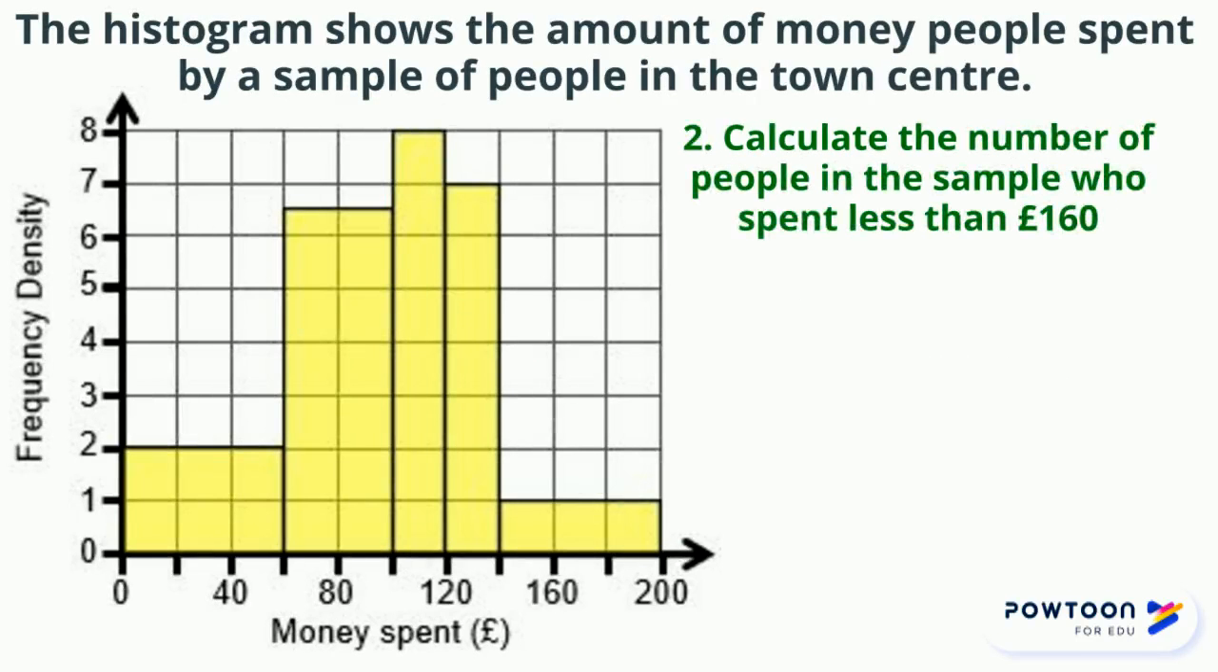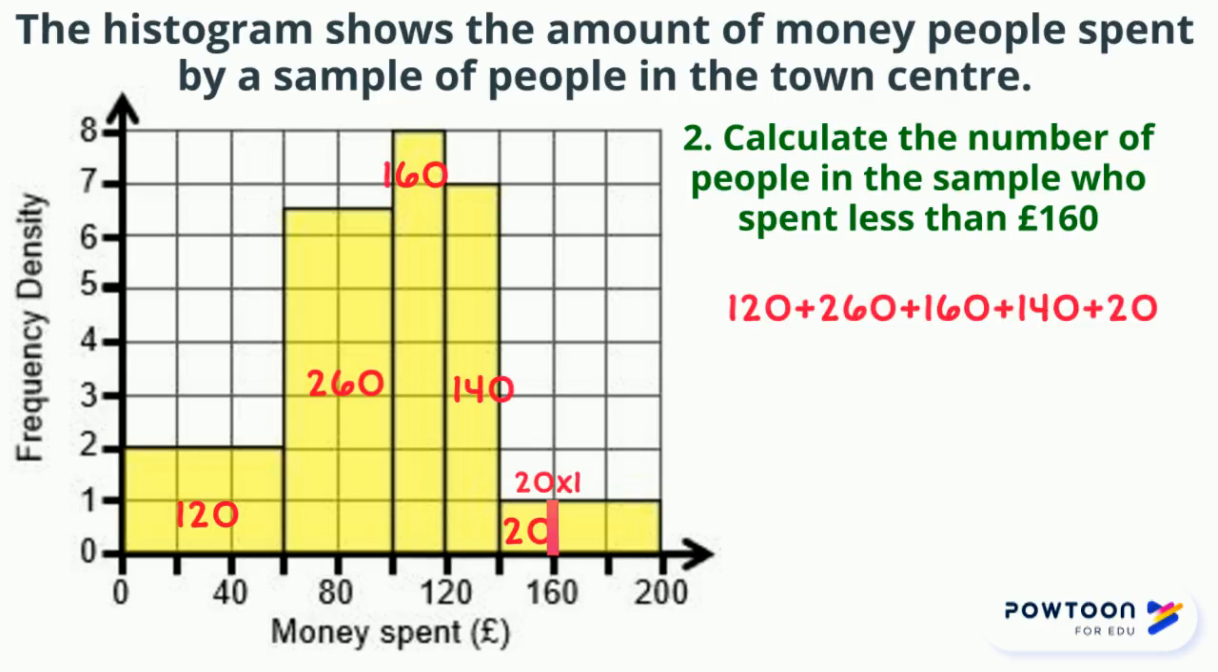Question 2 is looking for who spends less than £160. So we can use most of our frequencies from before except that last bar. We're only going to use a class width of 20. But then we just add them up as we normally would, and we get an answer of 700 people.